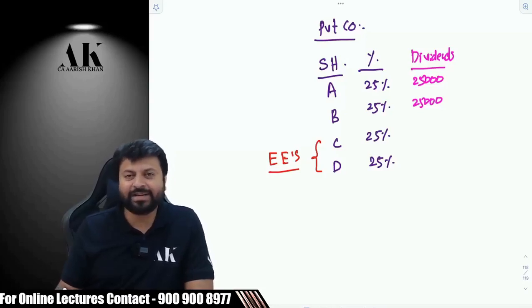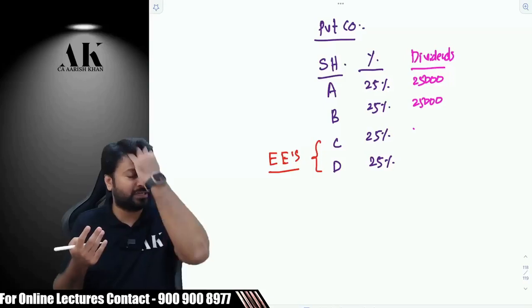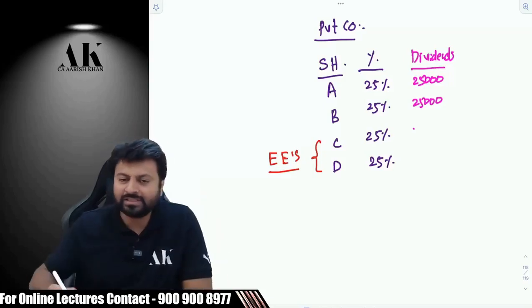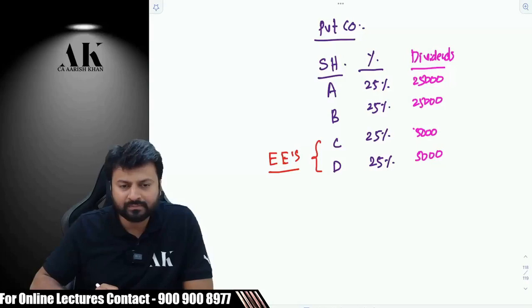How much dividend practically should I give to C and D? 25,000 only, right? Obviously, all of them are equal shareholders. You have to pay equal dividends to all of them. But now here I am doing tax evasion. See how? I am paying 5,000 dividend to Mr. C and 5,000 to D. Only 5,000, and the remaining 20,000 I am showing as bonus.